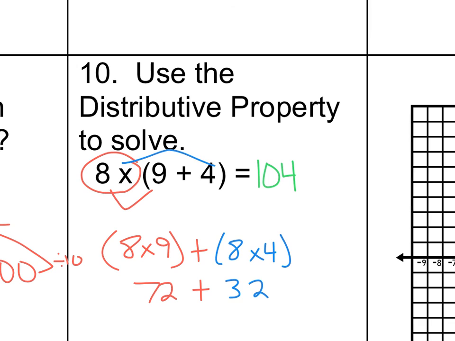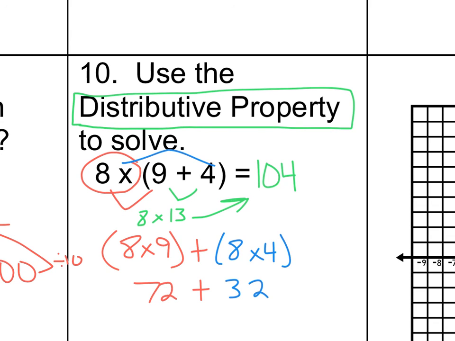Now, if you'd have just done 9 plus 4 and got 13 and did 13 times 8, you would have also gotten 104. In the long run, as long as you can get the correct answer, I don't care how you do it, but you do want to know what the distributive property is because it's used quite a bit.